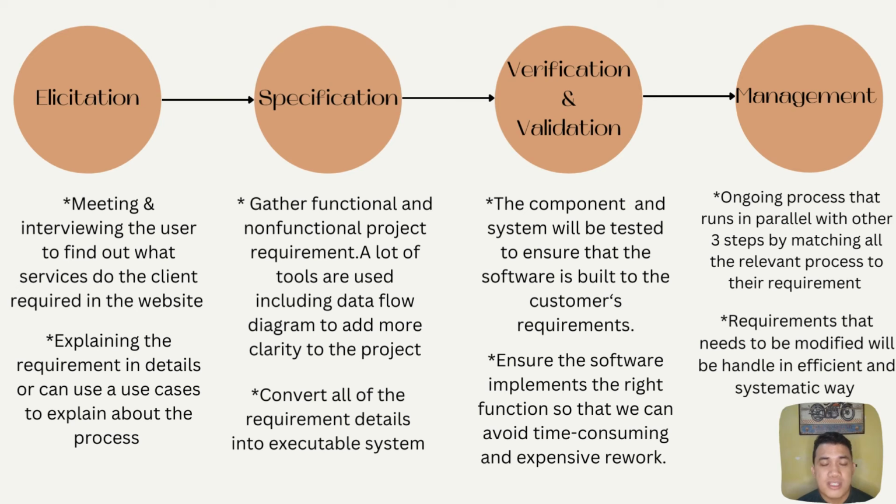Okay, the last process is management, which is the ongoing process that runs in parallel with the other three steps by matching all the relevant processes to the requirements. For example, analyze, document, prioritize requirements, and communicate with the owner. Requirements that need to be modified will be handled in an efficient and systematic way.